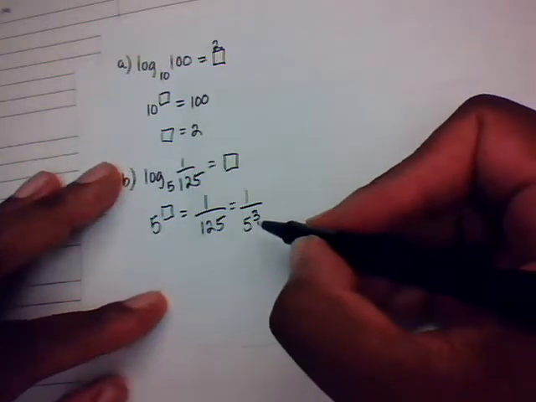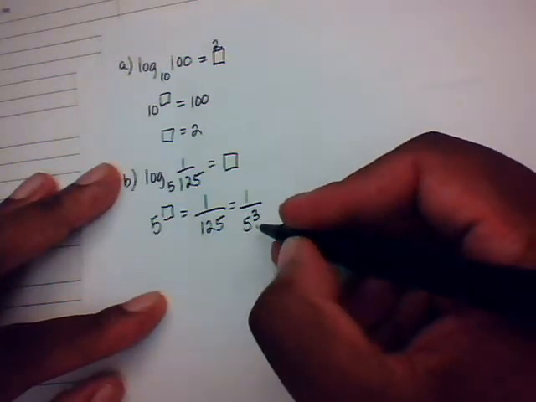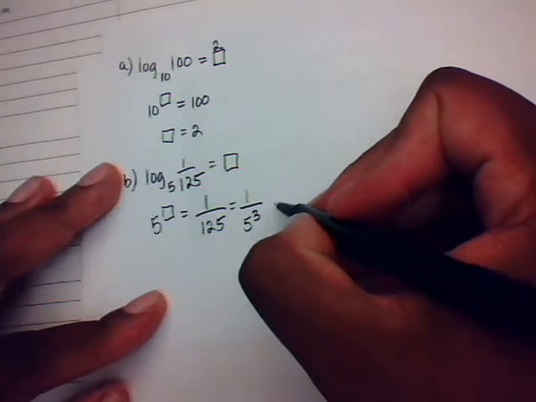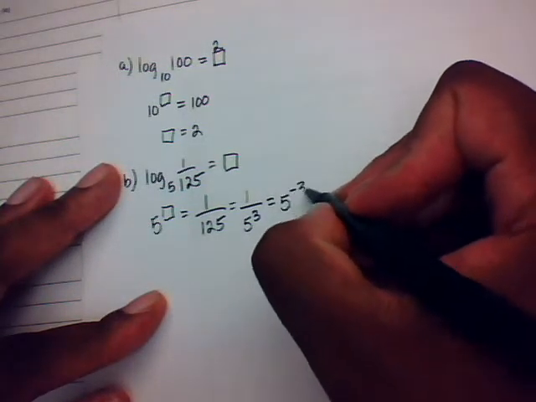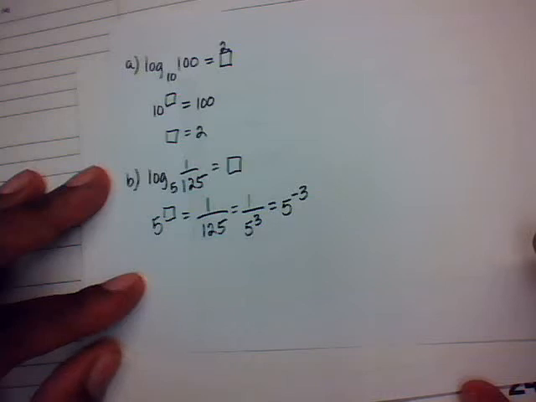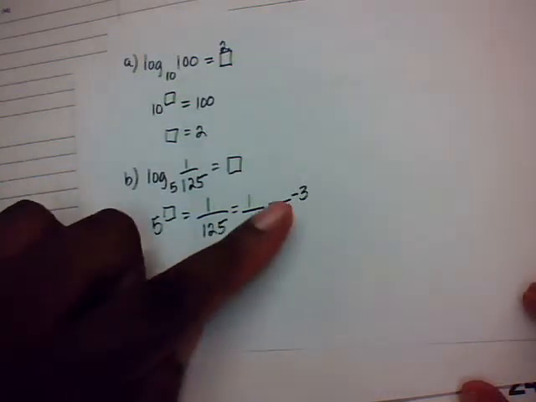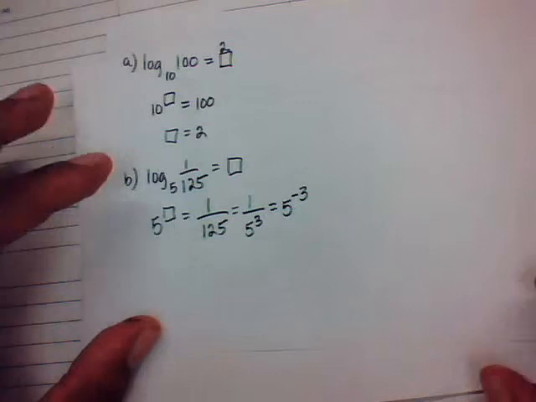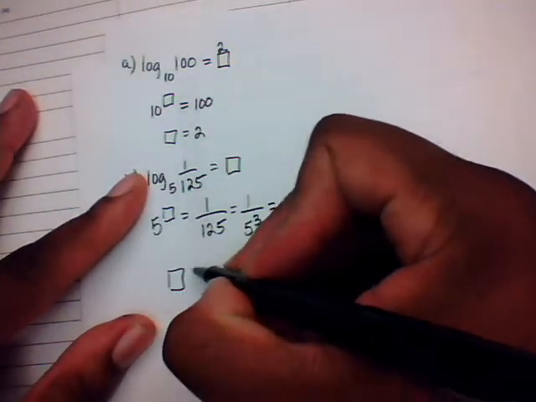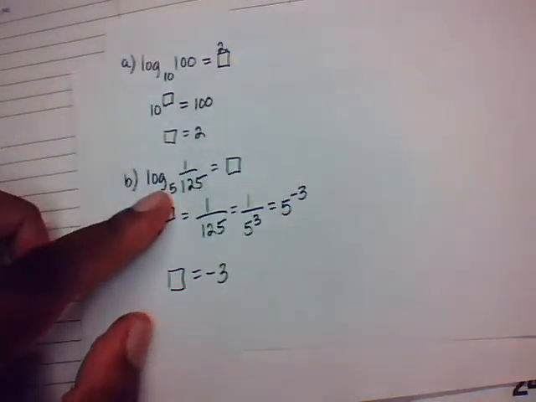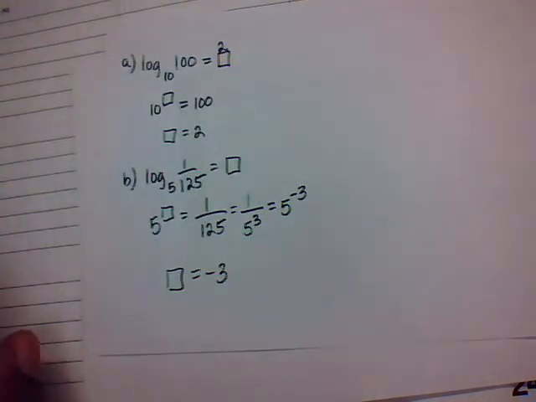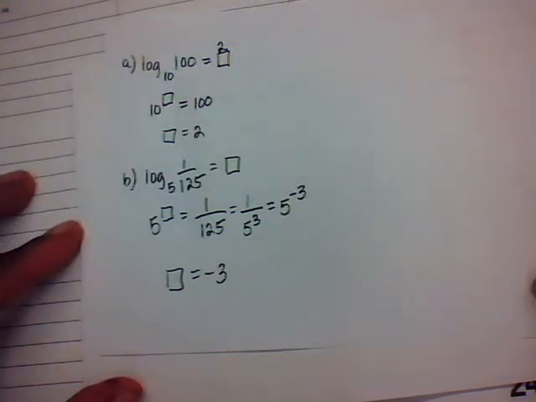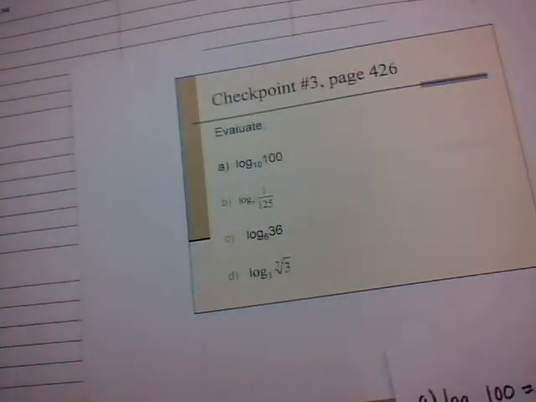And I have to use the concept of negative exponents. If I have a positive exponent in the denominator, when I rewrite it, it'll be negative. So it'll be 5 to the negative 3. And obviously that missing exponent here will have to be negative 3. So log to the base 5 of 1 over 125 would equal negative 3. All right, part C. Log to the base 6 of 36.